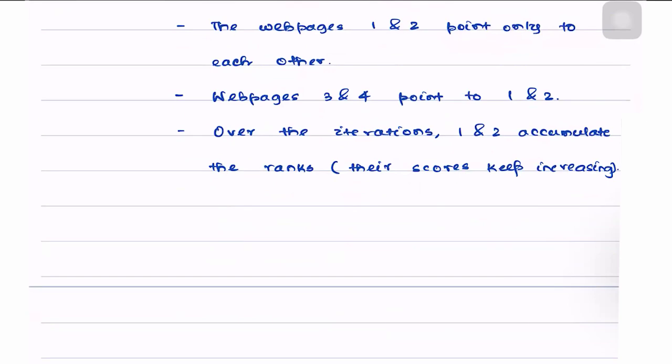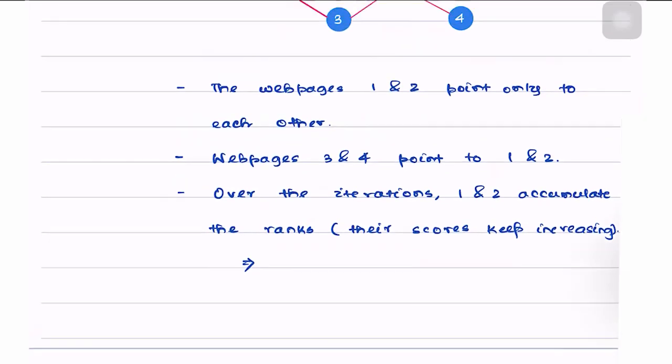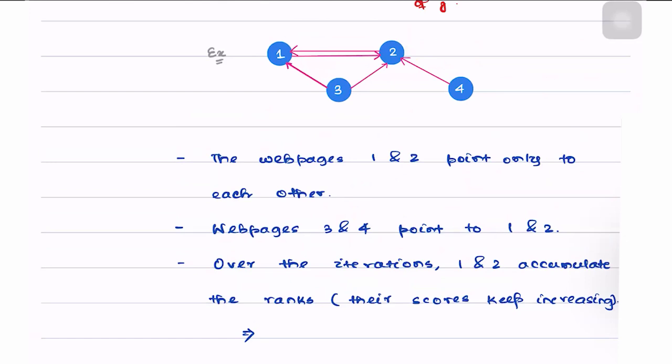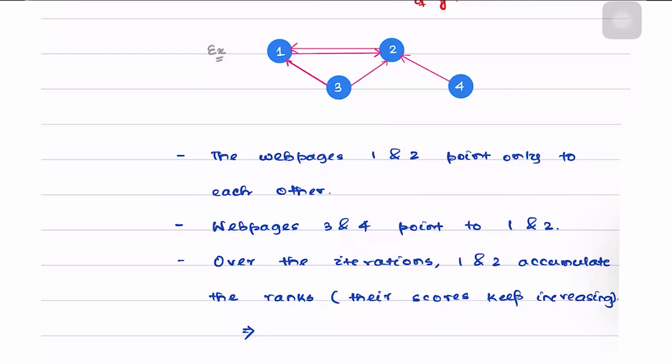But they never distribute any ranks. Implies we say that such a loop forms a trap, which is known as a rank sink. Why? We see that these are now sink nodes, right? The subgraph constructed using the nodes 1 and 2 is nothing but a sink node. Not only that, this sink keeps on accumulating ranks or the importances.